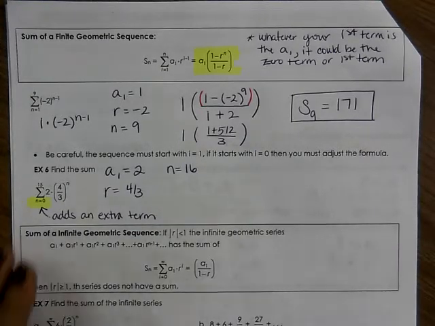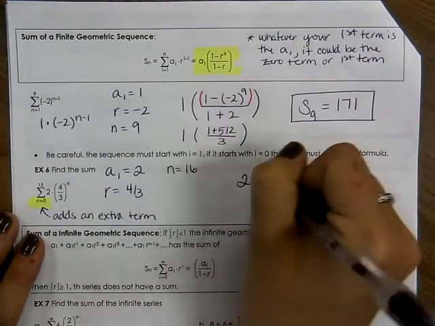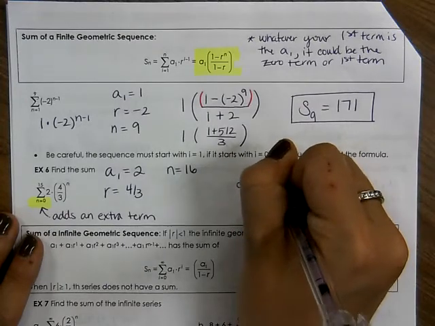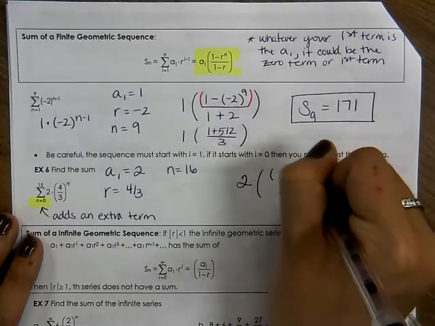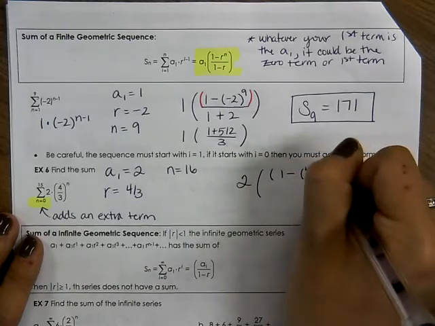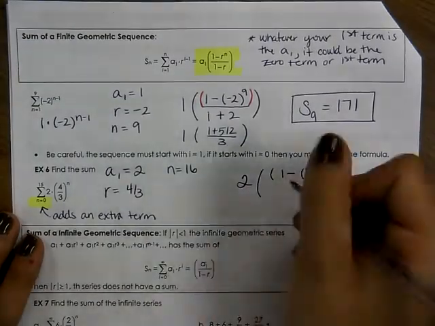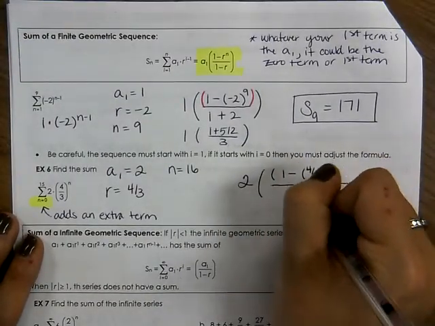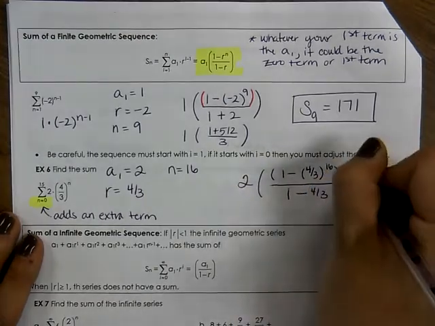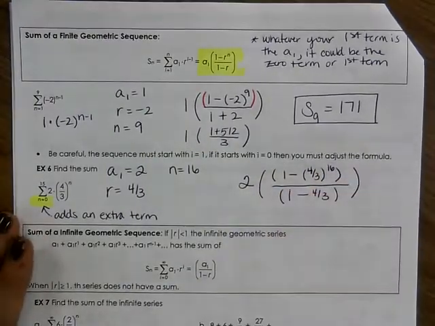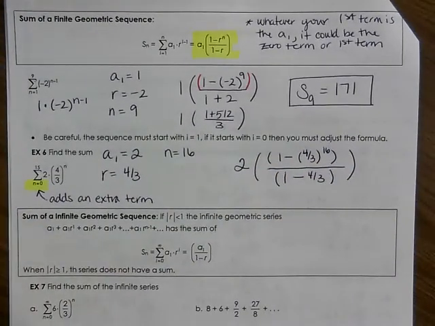So now let's just plug it in. So now we're going to have our first term, a sub 1, which is 2, times, let's put those extra parentheses here so you don't forget them when you're putting them in the calculator. 1 minus r, so 4/3 raised to the n, so the 16th power now, close that set of parentheses, divided by 1 minus r. I want you to put this one into the calculator because, again, this is a more complicated formula. Put an additional set of parentheses in your denominator if you're not going to enter it in as one term. Okay?